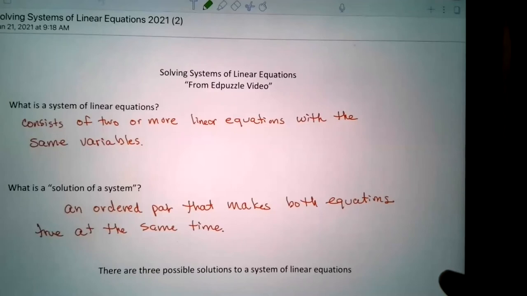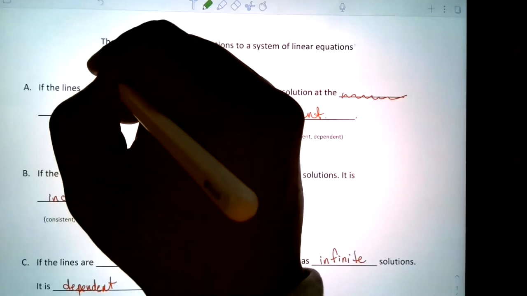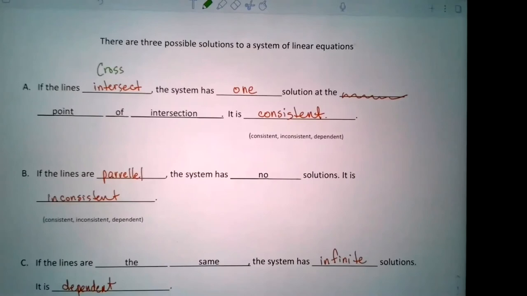And so there are 3 possible solutions to a system of linear equations, okay? The first is if the lines intersect, the system has 1 solution at the point of intersection. So whatever ordered pair they intersect at, that's the solution. And we call that a consistent system. I'm going to put this word up here just in case. To intersect simply means to cross. So if they cross, the system has one solution at the point where they cross.